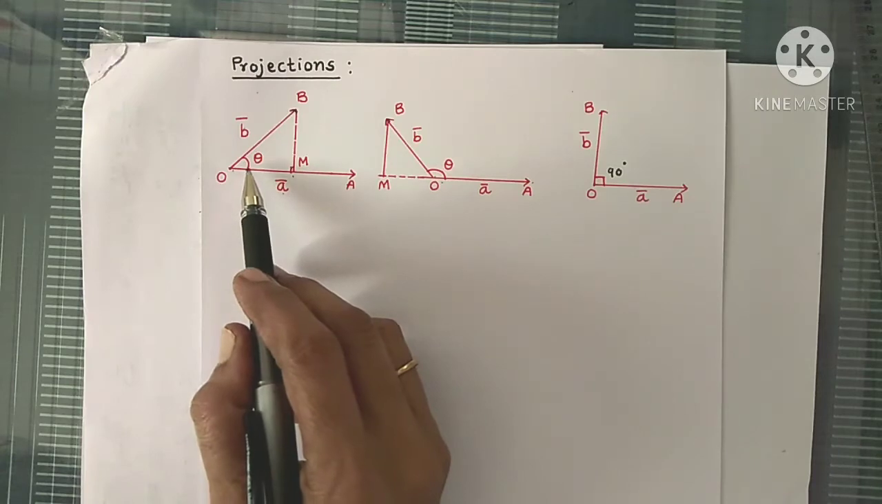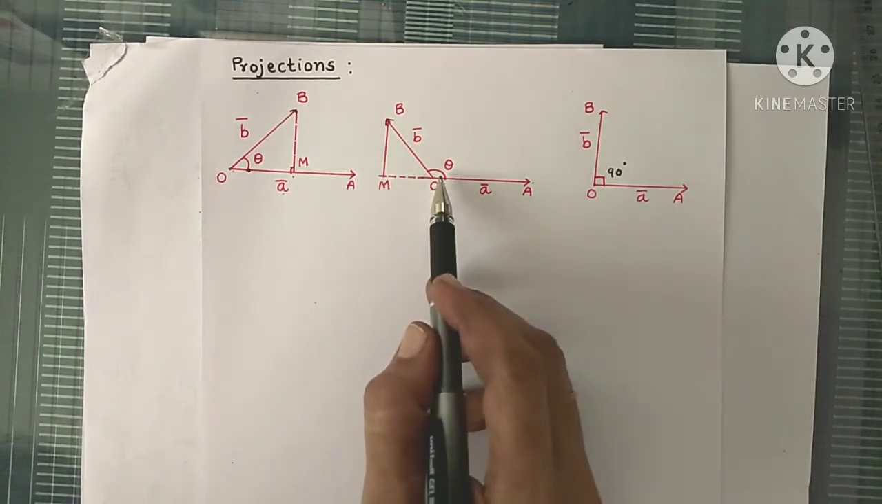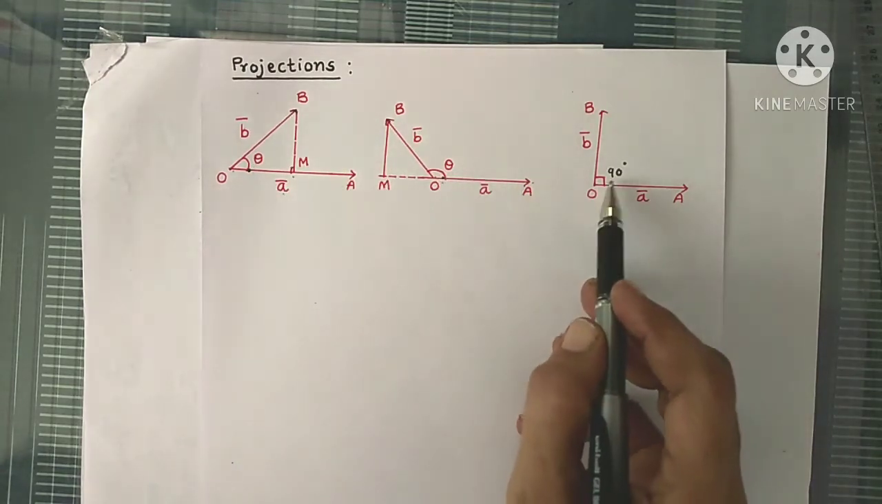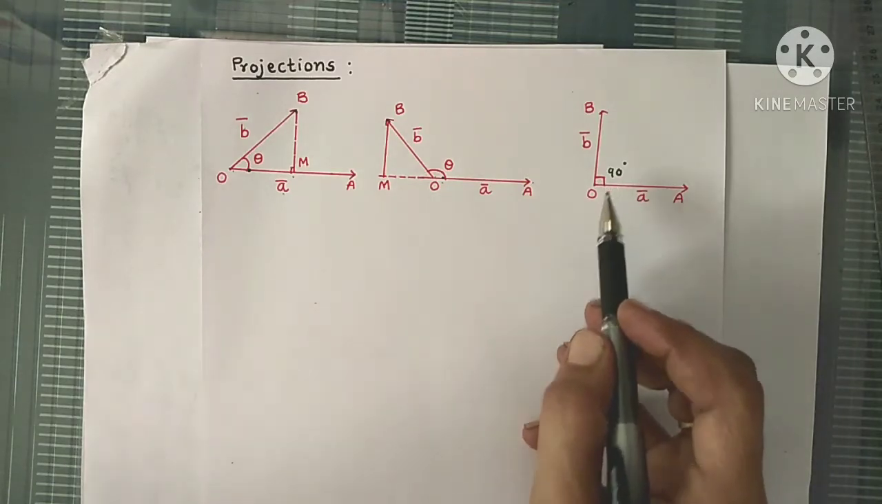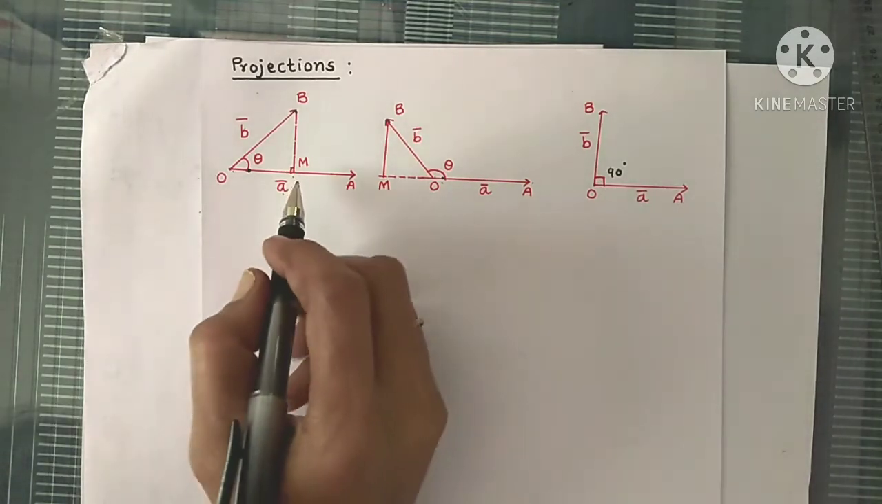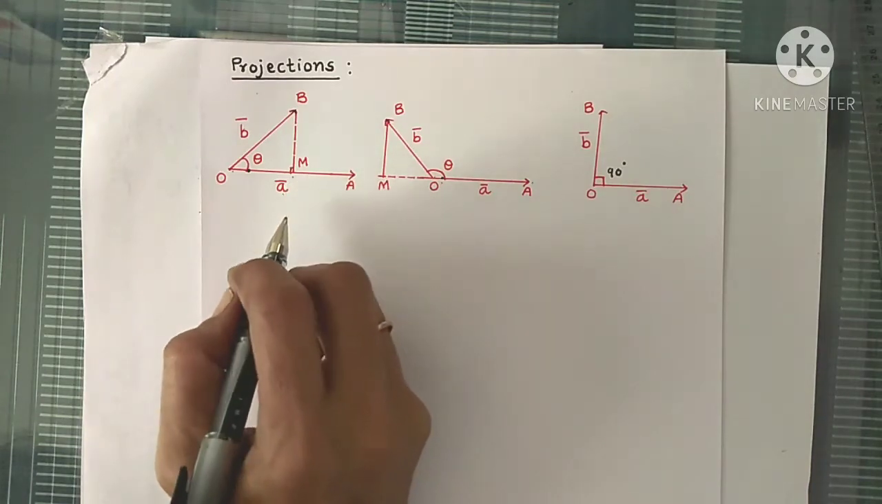As theta is the angle between them, we have three cases. The first one is theta is an acute angle, here theta is an obtuse angle, and here theta is a right angle. So I have written 90 degrees here. Now first let's define scalar projection.